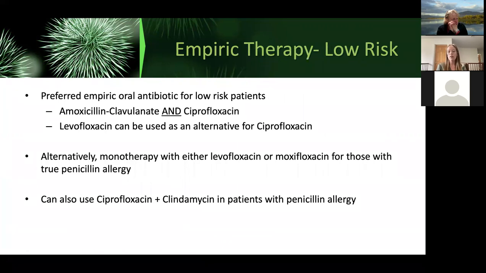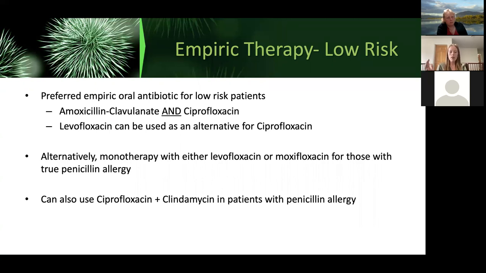So the patients, however, that do qualify for that, the empiric therapy that you would put a low risk patient on who's going to go home for the febrile neutropenia would be a combination of both amoxicillin clavulanate, so amoxiclav, as well as ciprofloxacin. So both those agents together, right? In patients that have a penicillin allergy, you can use levofloxacin or moxifloxacin as monotherapy, or you could use ciprofloxacin plus clindamycin in patients with a penicillin allergy.